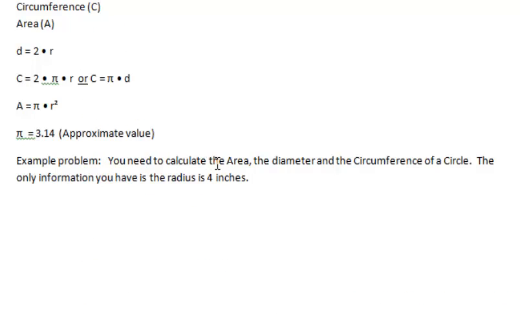This is our example problem. You need to calculate the area, the diameter, and the circumference of a circle. The only information that you have is that the radius is 4 inches.